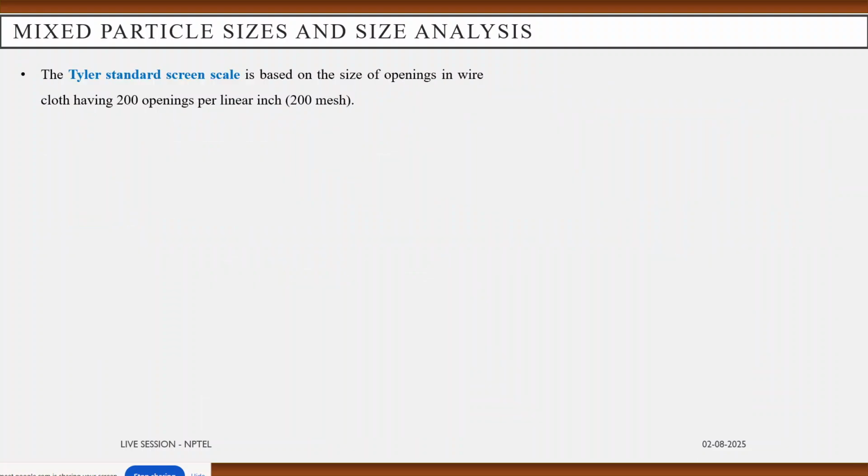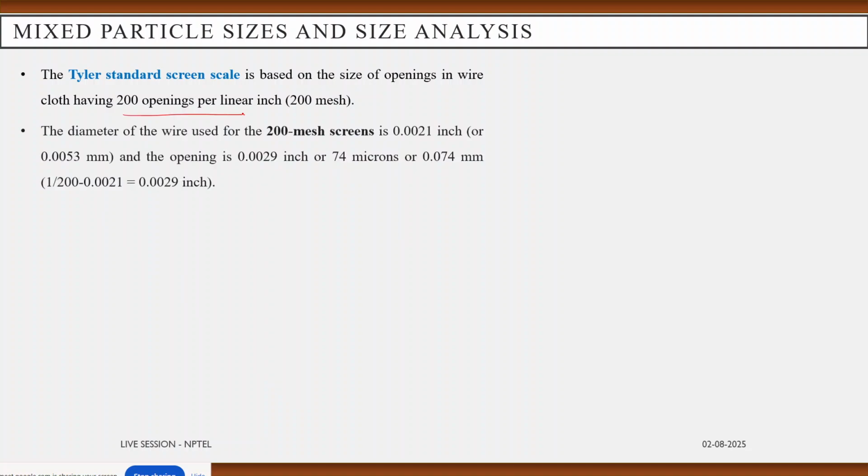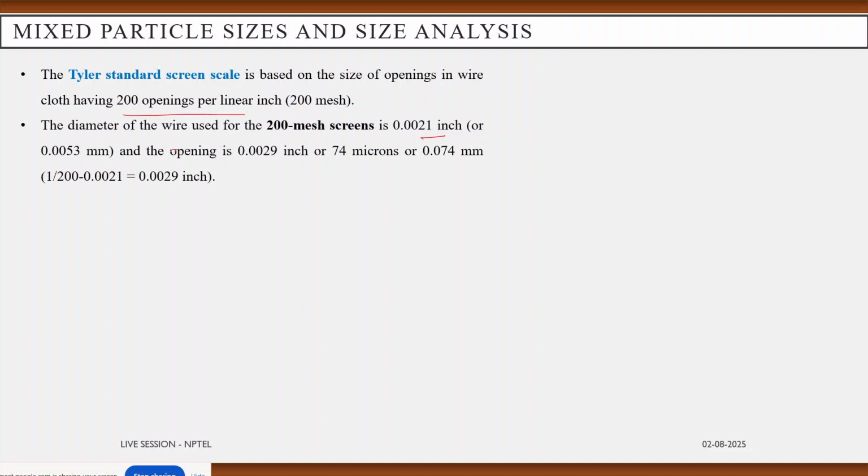So the first type of screening standard is the Taylor standard scale, which is based on the size of opening in the wire cloth, which has 200 openings per linear inch. The diameter of the wire used for a 200 mesh screen is 0.0021 inch, which can also be converted to millimeter.